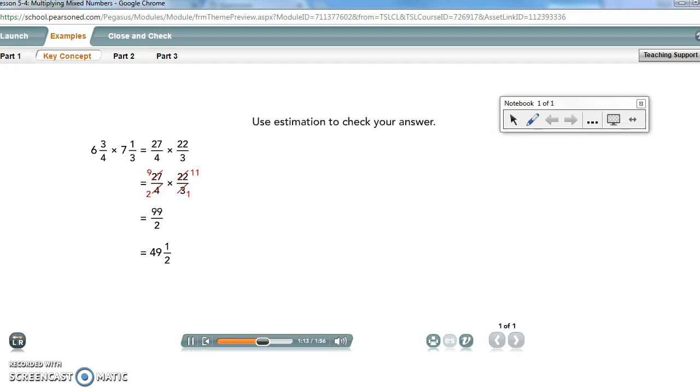Don't forget to look back and use the estimation to check your answers for reasonableness. I would never forget that, nor would I forget to round each factor to the nearest whole number. 3/4 is greater than 1/2, so round 6 3/4 to 7. 1/3 is less than 1/2, so 7 1/3 also rounds to 7. 7 times 7 is 49. Brilliant! So 6 3/4 times 7 1/3 is about 49.